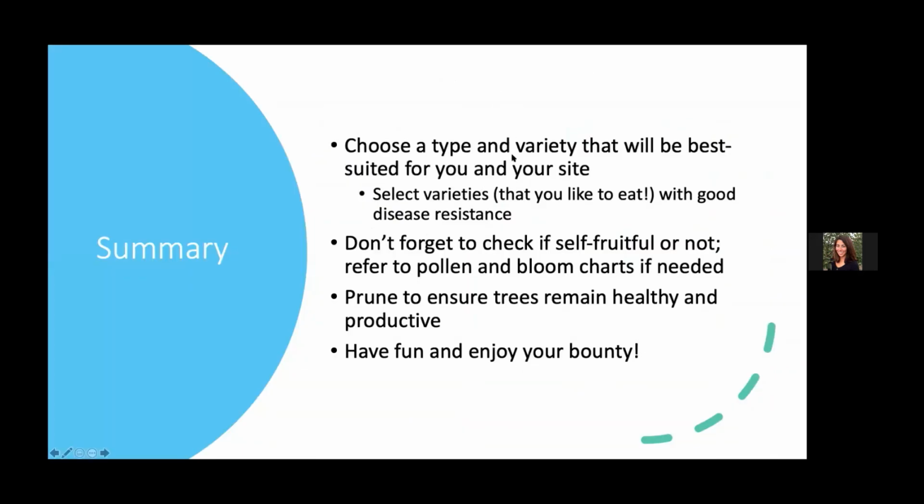So in summary, just make sure that you're choosing a type of tree fruit and a variety that's going to be best suited for you and your site. So importantly, select varieties that you're going to like to eat. You don't want to put a tree in the ground that you don't really like to eat. And then try to pick something that's going to have good disease resistance. I think that will only benefit you and save you a lot of grief in terms of battling diseases.